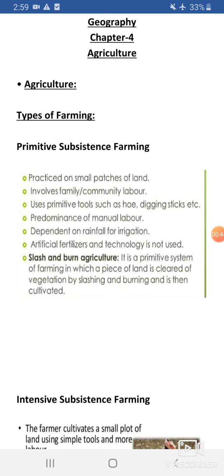So what does primitive subsistence farming mean? Farming on a small patch of land with the help of primitive tools such as hoe, dao and digging sticks, and family or community labor.